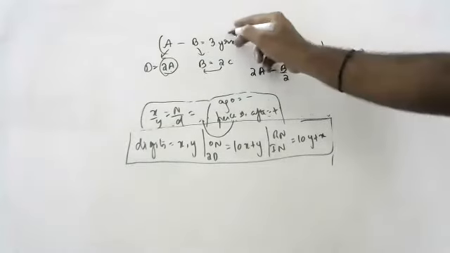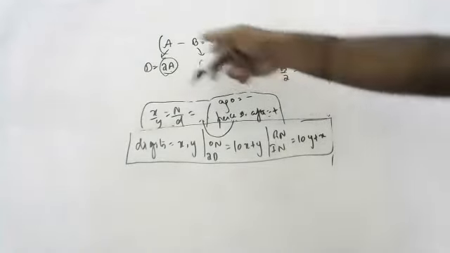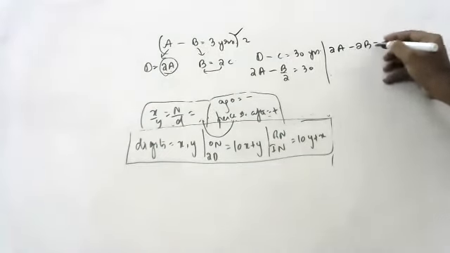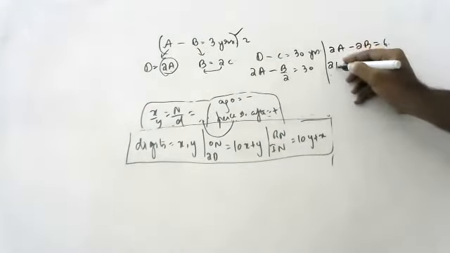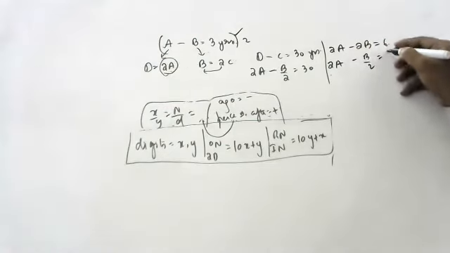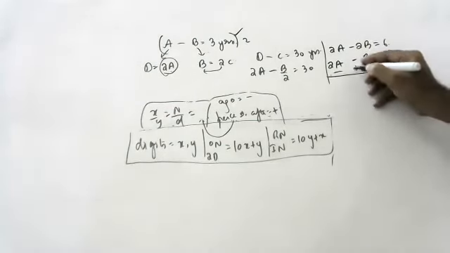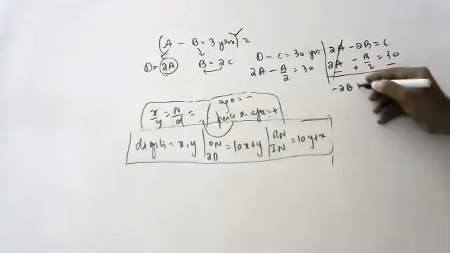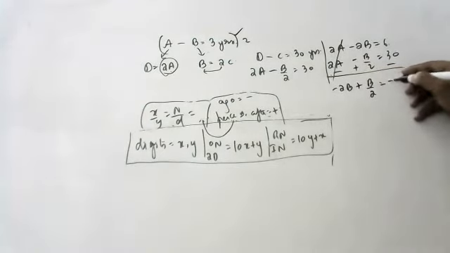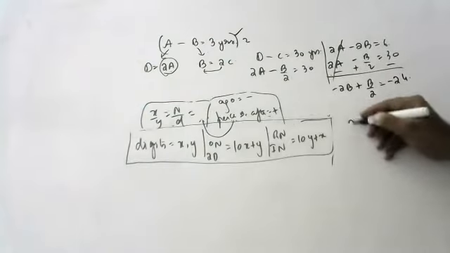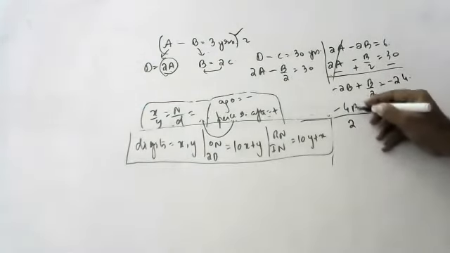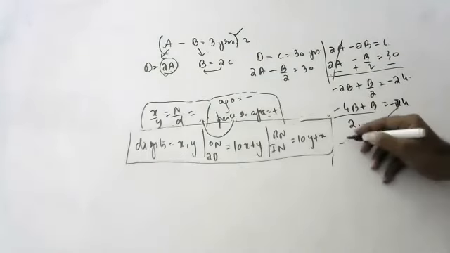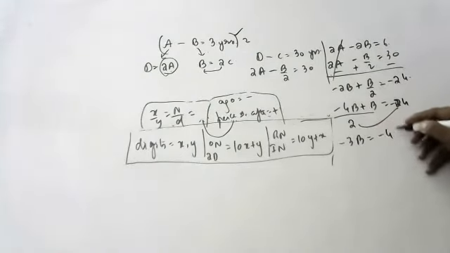Multiply these equations with 2 and get it, children, because 2A, 2 is there. So the first equation: 2A minus 2B is equal to 6. The other one is 2A minus B by 2 is equal to 30, and minus plus minus gone, children. So minus 2B plus B by 2 is equal to minus 24. Taking 2 as LCM, minus 4B plus B is equal to minus 24. This goes here: minus 3B is equal to minus 48.